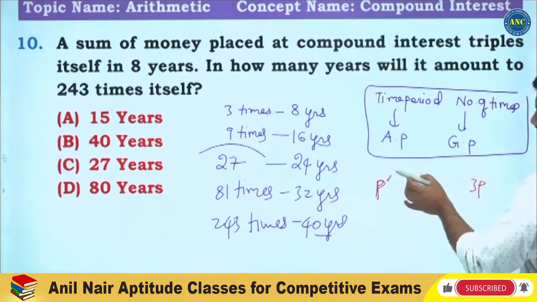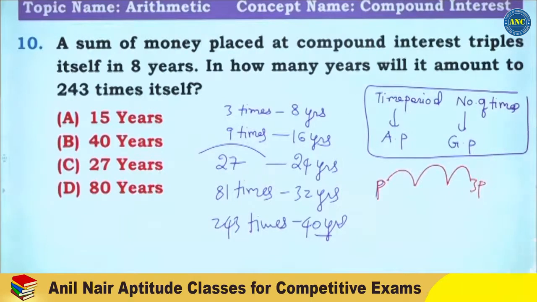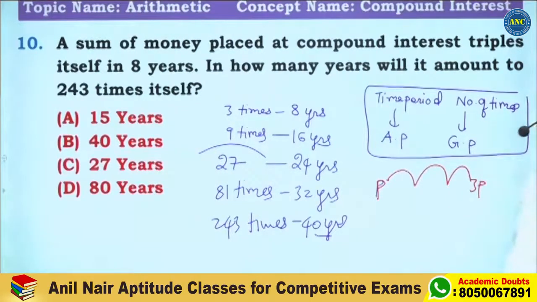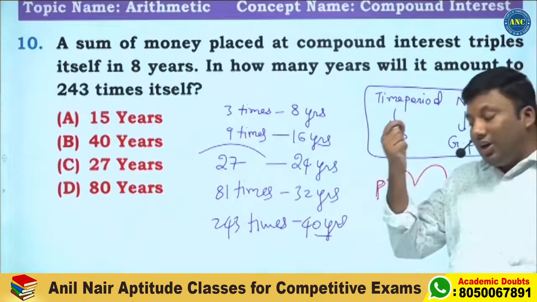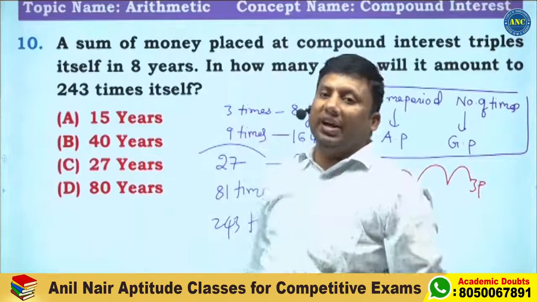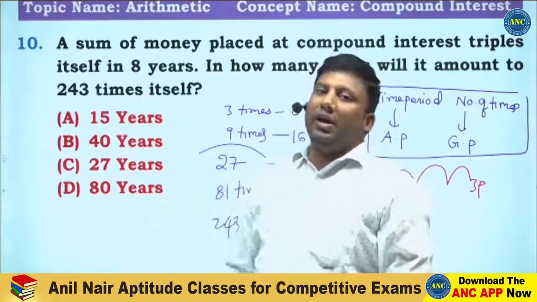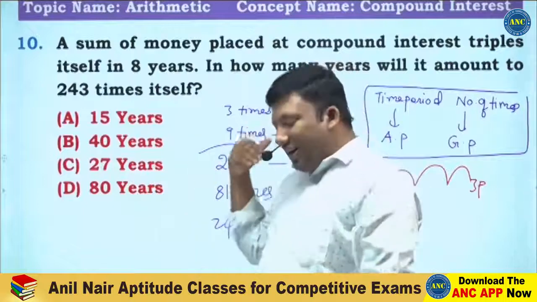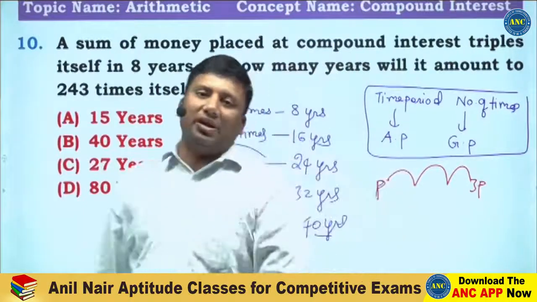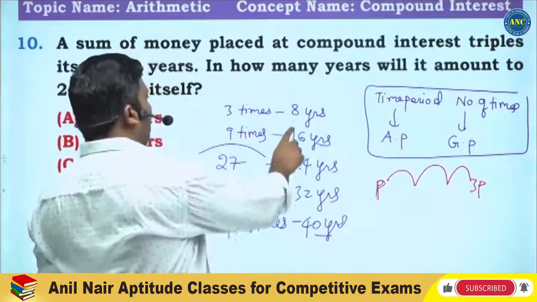It is in 8 years, 2 years, 2 years, 2 years, 2 years, 2 years, 2 years. So a certain sum is becoming 3 times in 8 years. Amount is becoming 3 times in 8 years. So in compound interest, time period will be in AP and number of times it will be in geometric progression. I hope it is clear.